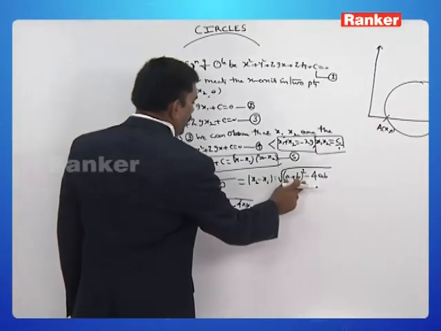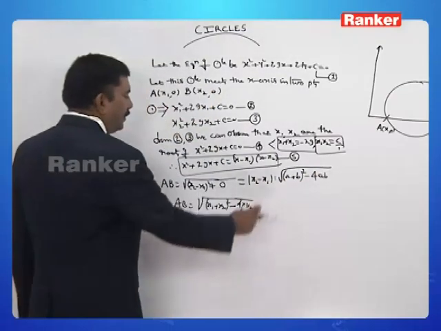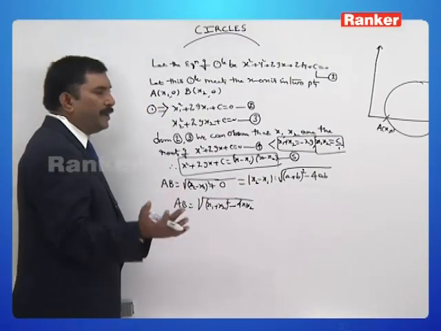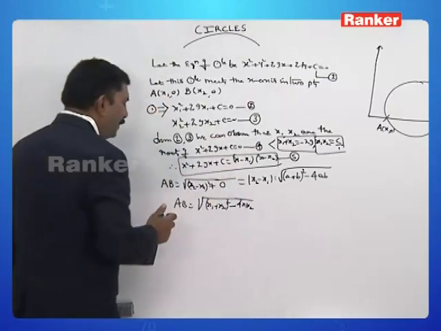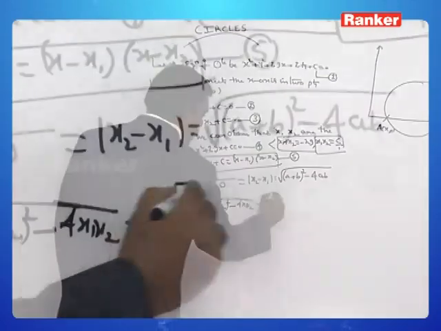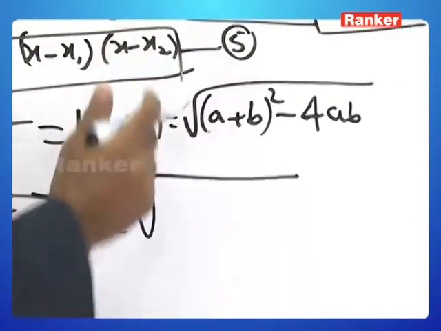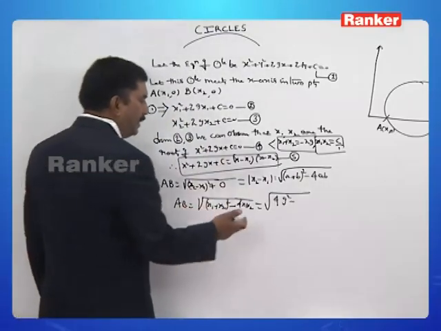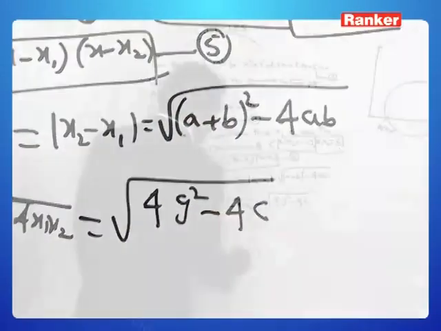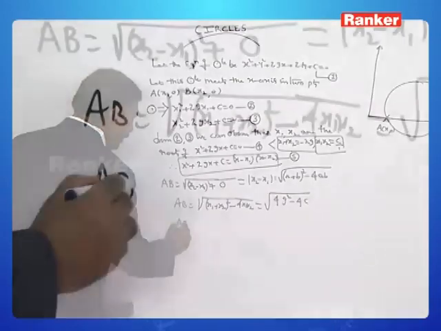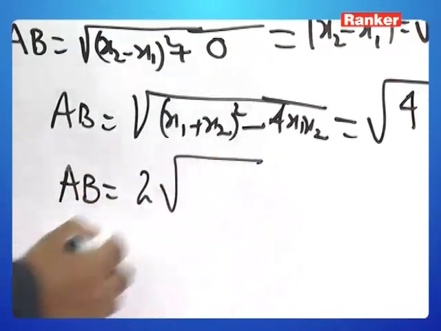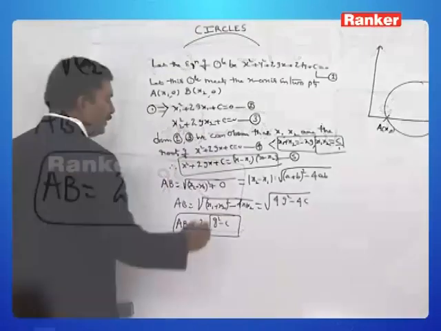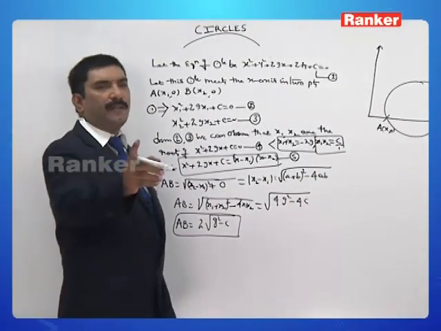Once again, a minus b can be written as square root of a plus b whole square minus 4ab. Without this step also we can write, but you are very much comfortable and familiar with writing a plus b whole square, a minus b whole square. For that reason we could write this. So substituting x1 plus x2, we have 4g square, minus 2g whole square, next x1 x2, 4c. So AB is equal to, taking 4 outside from the square root, we get AB is equal to 2 into square root of g square minus c.